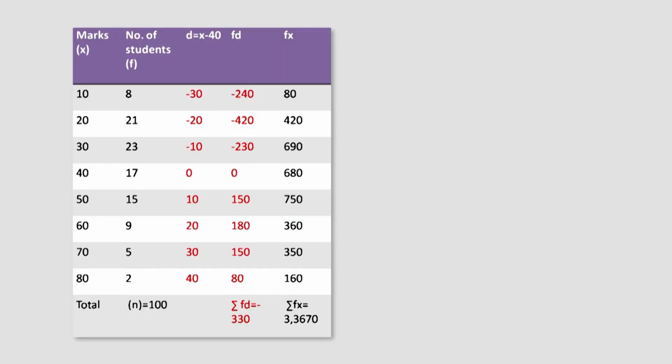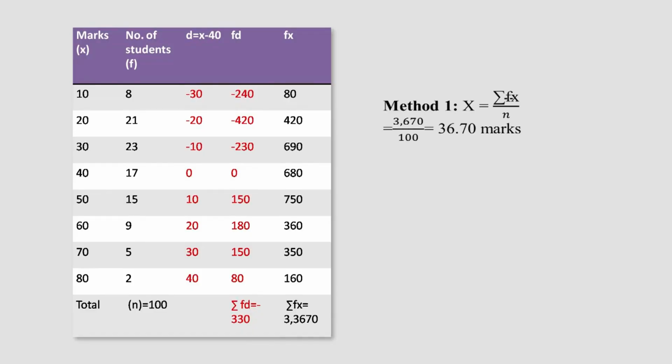When you multiply, 10 into 8 is 80, 20 into 21 is 420, 30 into 23 is 690, 40 into 17 is 680, 50 into 15 is 750, 60 into 9 is 540, 70 into 5 you get 350 and 80 into 2 you get 160. So, now you have got the value of fx. Now, you have to find the total of this fx column. If we get the summation of the column fx, the number that we are getting is 3670. So, summation fx is 3670.